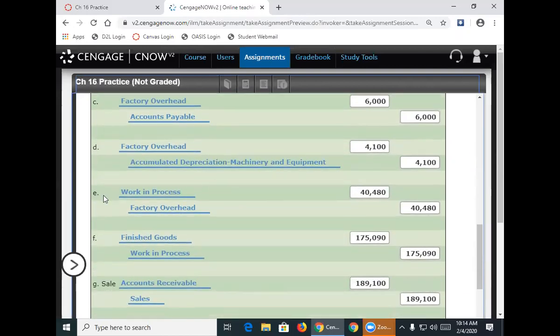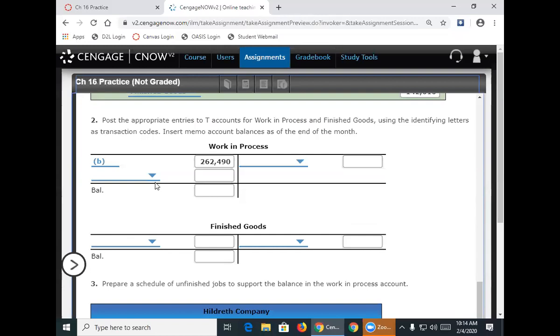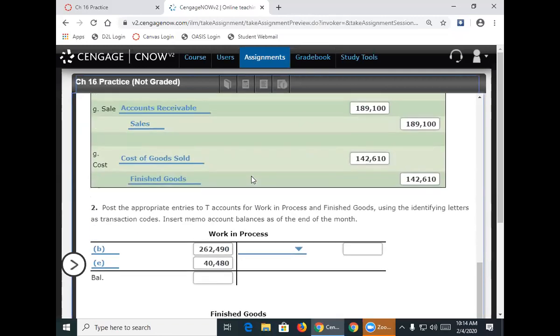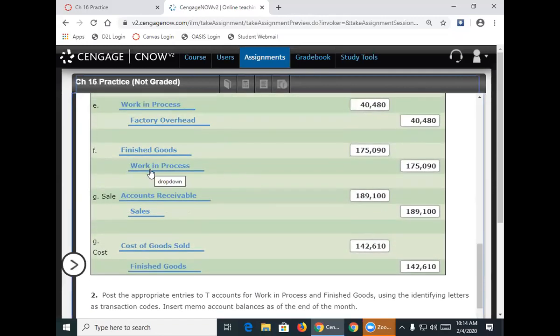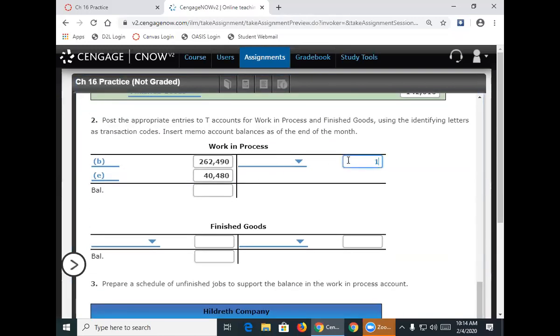And then I have another debit to work in process on line E for applied overhead, 40,480. And on journal entry F, I credited work in process for jobs that were finished, 175,090, which I actually show there.